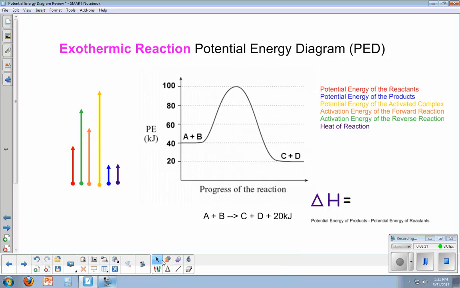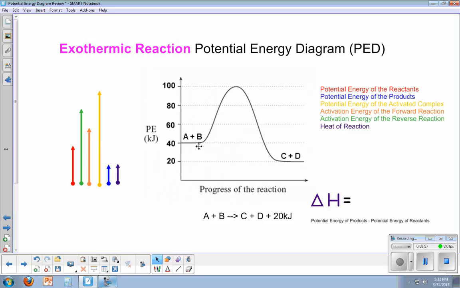So now, looking at this graph, you can already see the difference. For exothermic, the graph looks a little bit similar because it has this peak. I start off flat, I end flat, but you can see that your products now have less energy than your reactants. That must have meant that I lost heat over the course of this reaction. This reaction is actually represented by letters. A plus B produces C plus D, plus 20 kilojoules of heat.